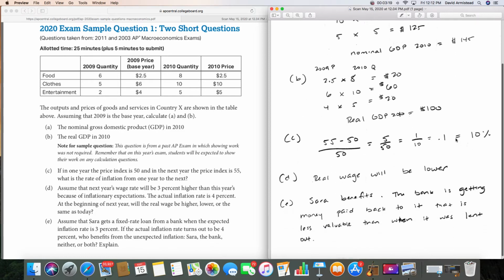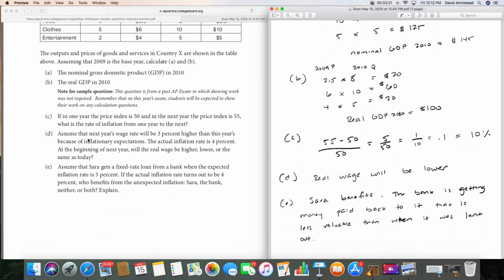All right. Now, in C, they're saying in 1 year, the price index or the deflator. Remember, the deflator is a price index. So whether it's CPI or the deflator, you can use it to get what the inflation rate is. The equation for inflation rate is the year you want. In this instance, it's 55 minus the base year, which is 50 over the base year. So inflation rate: year you want, minus base year, over base year, times 100.